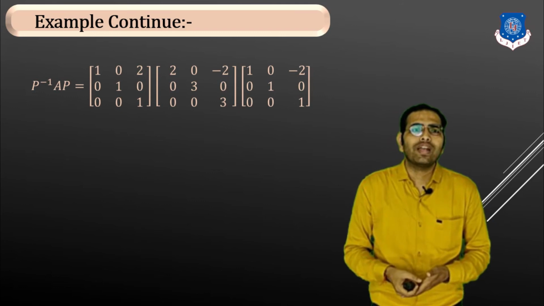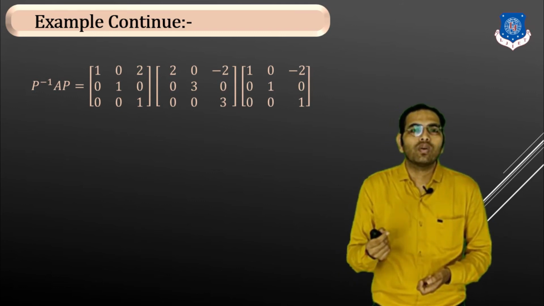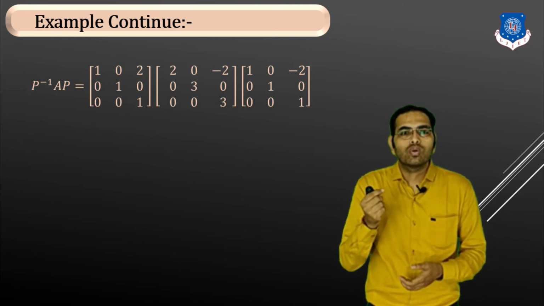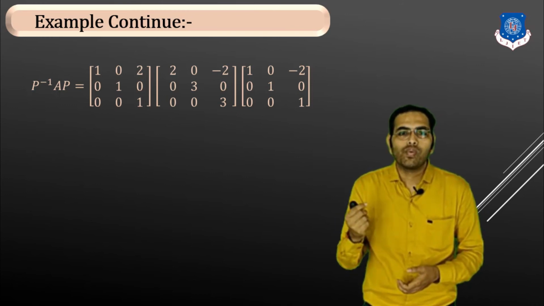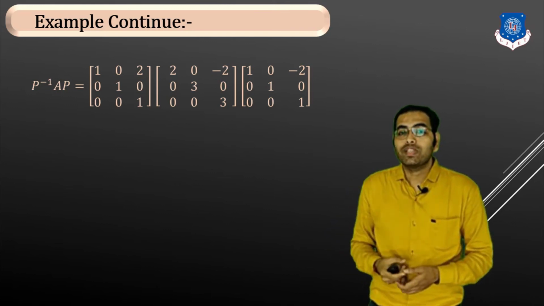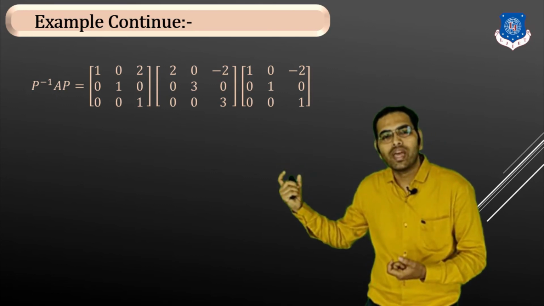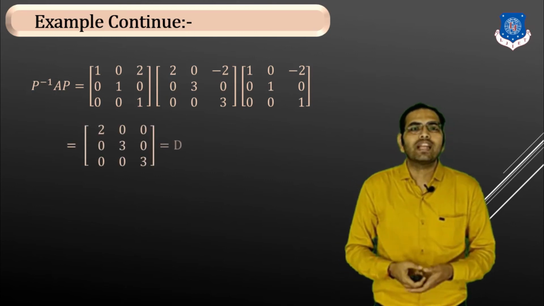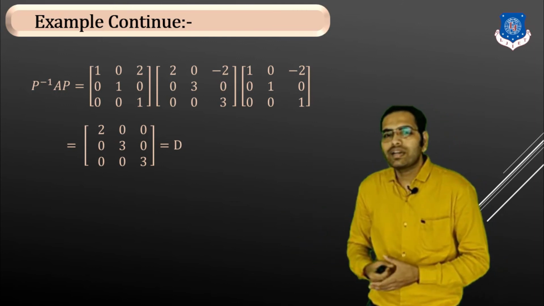Now for finding the diagonalization or diagonal matrix, that is P inverse AP. Substituting these values of P inverse, A and P, then P inverse, that is 1 0 2, 0 1 0, 0 0 1, into A, that is 2 0 minus 2, 0 3 0, 0 0 3, into P, that is 1 0 minus 2, 0 1 0, 0 0 1. First we multiply P inverse into A, and whatever the answer of P inverse into A, we multiply with P again and simplify it. That will give you 2 0 0, 0 3 0, 0 0 3. That is our diagonal matrix.